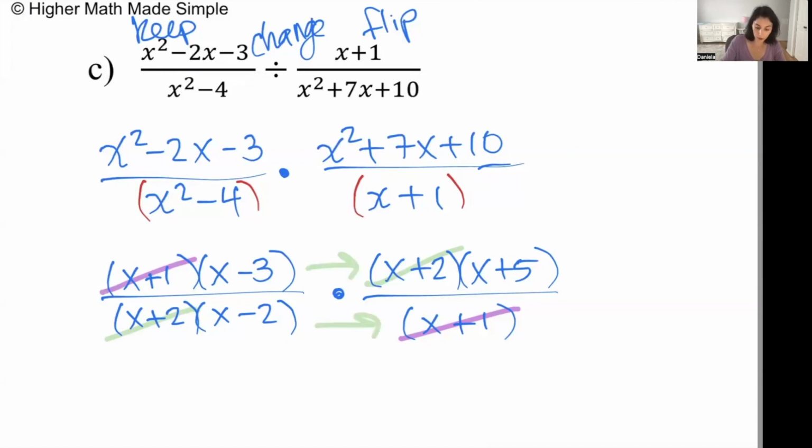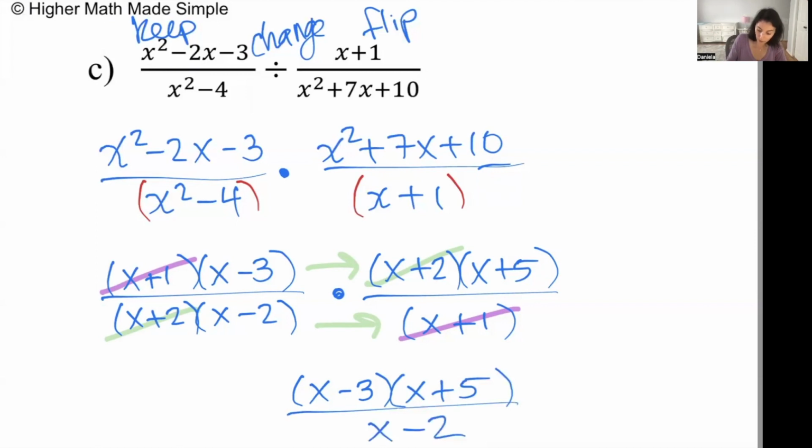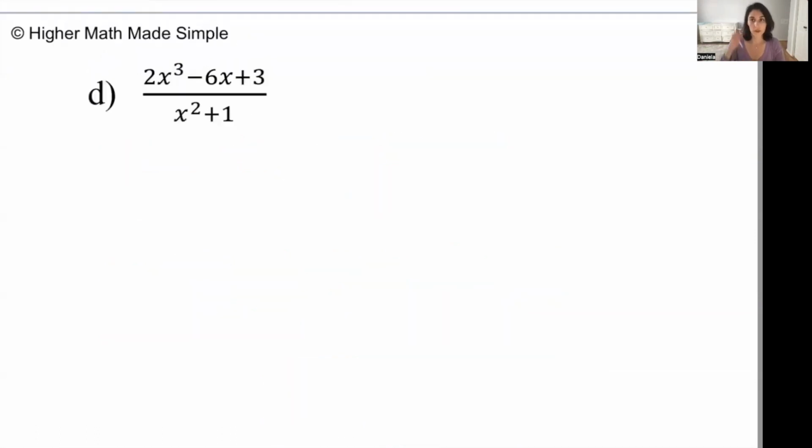How do we do that? Straight across. So our final answer is going to be x minus 3 times x plus 5 all over x minus 2. You don't have to put parentheses now over x minus 2. You can if you want. And you don't have to FOIL the top unless your teacher tells you to. So we're done with operations, right? We don't have adding, subtracting, multiplying, dividing. You just have one single fraction.